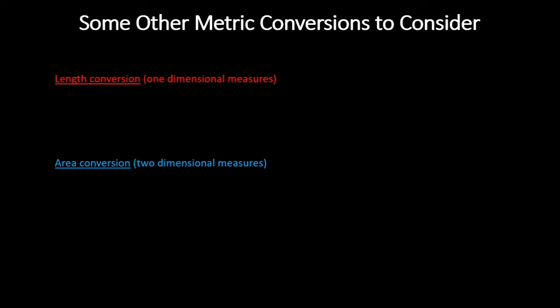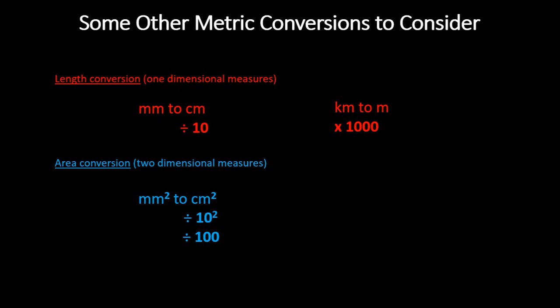Now here are some other metric units to consider. So for the length, we divide by 10. To convert units of area from millimeters squared to centimeters squared, we're going to divide by 10 squared, 100. Also from kilometers to meters, we know that we times by 1,000. So to convert from kilometers squared to meters squared, we're going to times by 1,000 squared. That's 1,000 times 1,000, which is 3 zeros and another 3 zeros. That's 1,000,000. Okay?